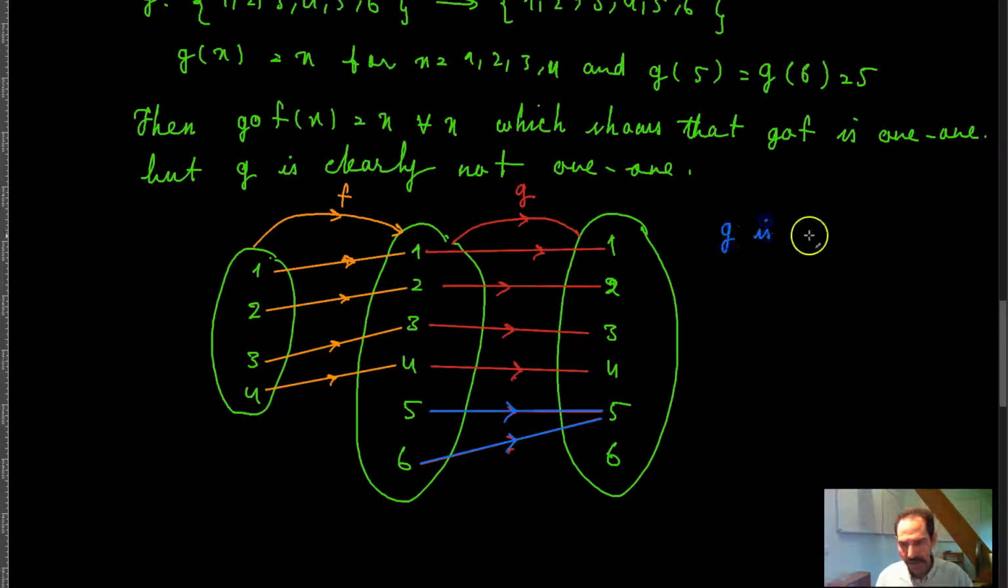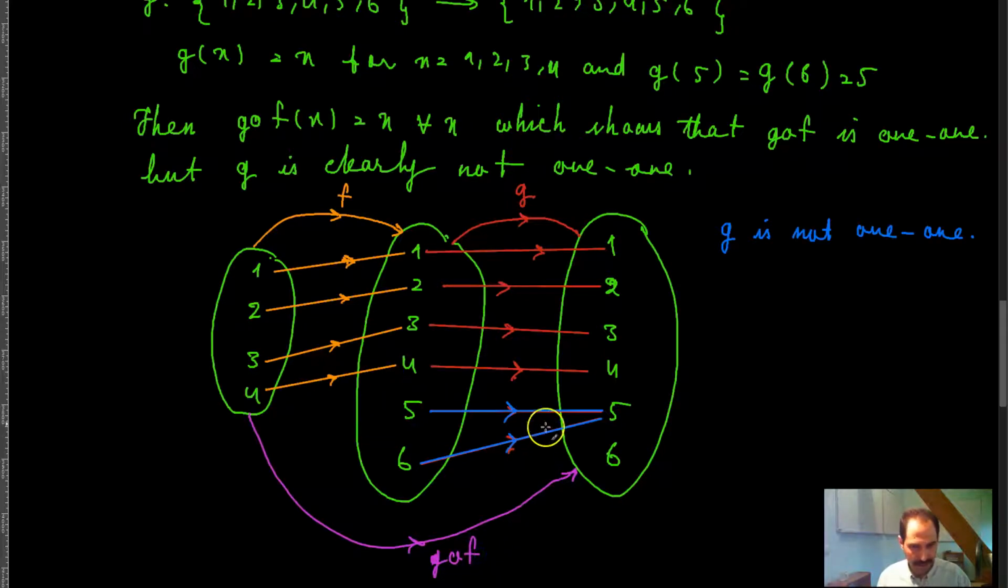G is not 1-1. But then you can see that GOF, the function that goes from this function all the way up to this function, is basically 1-1, because 1 is mapped to 1, 2 is mapped to 2, 3 is mapped to 3, and 4 is mapped to 4.